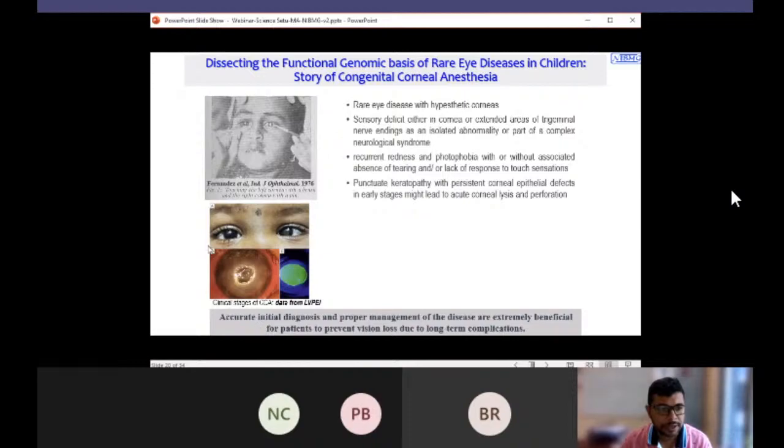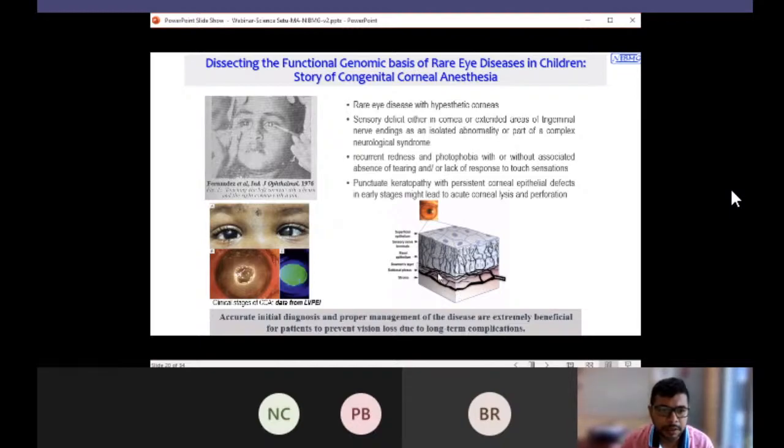So there you can see that the corneal scarring is the ultimate outcome here, and there's vision loss. So accurate initial diagnosis and proper management of the disease are extremely beneficial for patients to prevent vision loss due to long-term complications. If we look at the corneal structure, there are these layers where the subbasal plexus, basal epithelium, Bowman's layer, you can see the innervations. These are the innervations, and also in the stroma.